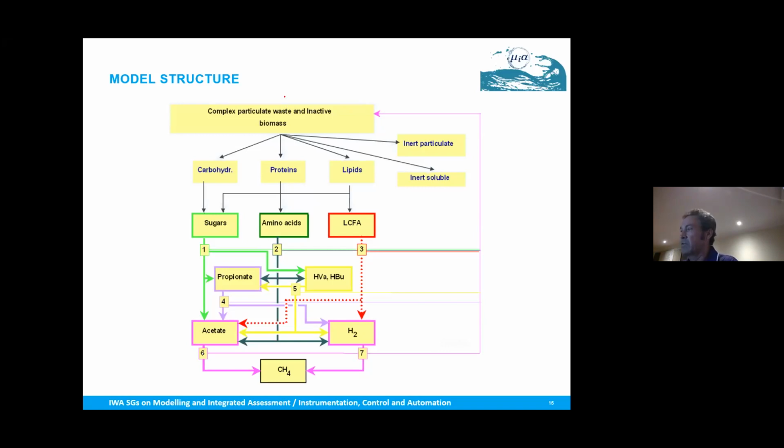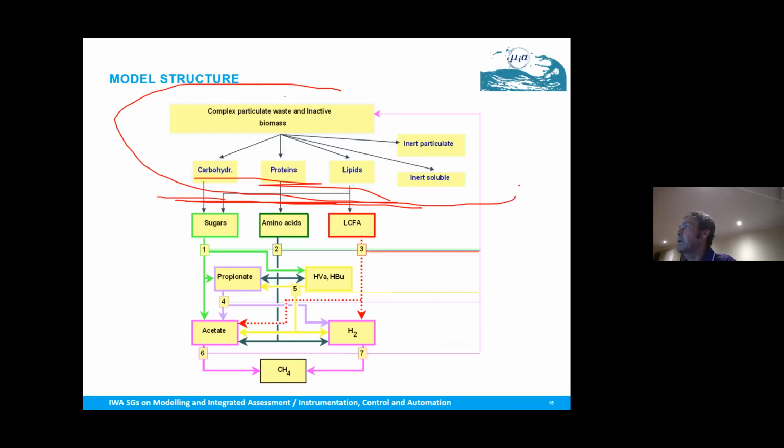Now, I'll just see if I can get this working. Okay. As part of the task group, we decided to make hydrolysis a two-step process where particulate organic material, which we called complex organic material, XC, would go through a first hydrolysis step to form inert particulates, inert solubles, lipids, proteins, and carbohydrates. Then these would hydrolyze in the second step to sugars, amino acids, and long-chain fatty acids.